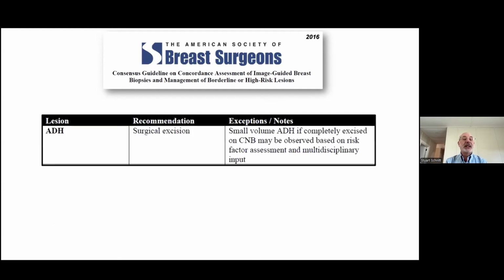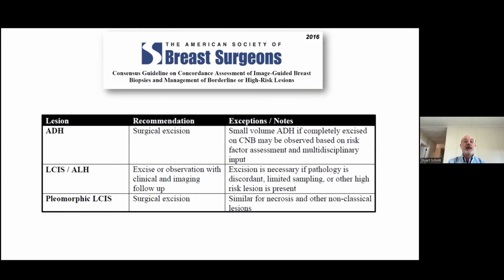So here are their recommendations. For ADH, surgical excision is still recommended, but they say that perhaps small volume ADH, if completely excised in the core needle biopsy, can be observed based on risk factor assessment and multidisciplinary input. In contrast, for LCIS and ALH, they recommend the potential for observation with clinical and imaging follow-up, but say excision is necessary if the pathology is discordant, if there's limited sampling, or if other high-risk lesions like ADH are present. And as I just said, for pleomorphic LCIS, surgical excision is required.